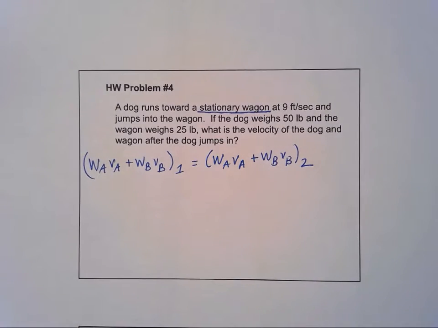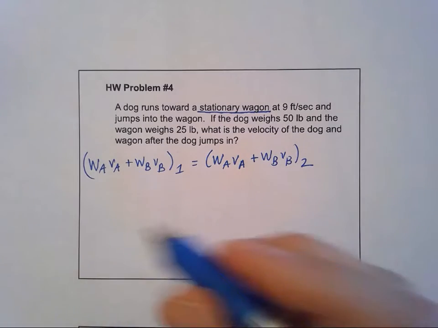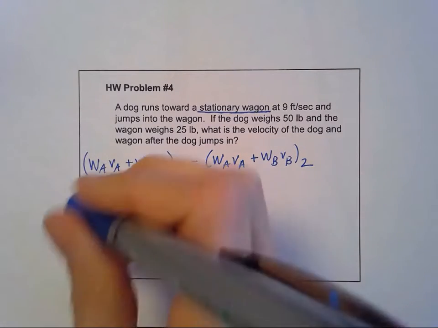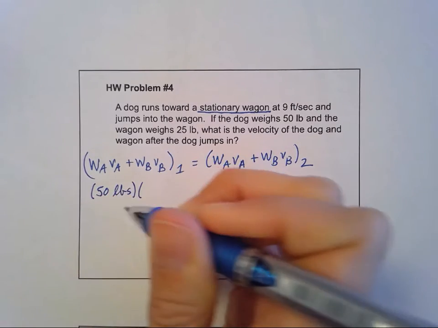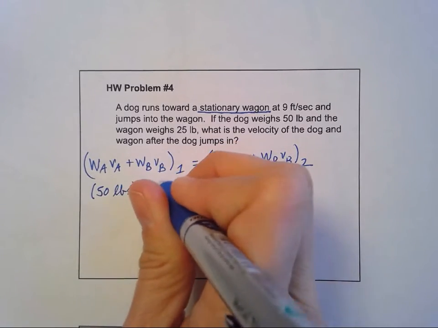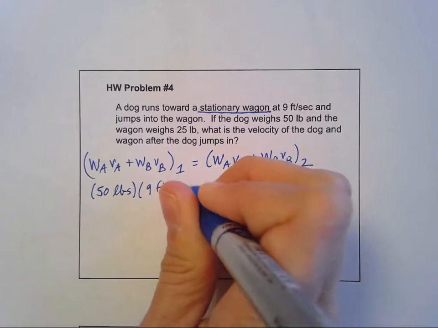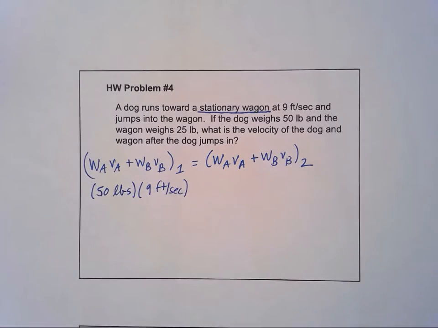And now we just plug values in for all of these variables based on the drawing we did or the way we understand the problem. So my A I called the dog, so that was 50 pounds, and its initial velocity was 9 feet per second. And as I'm writing this, I'm thinking, is that a positive or negative?